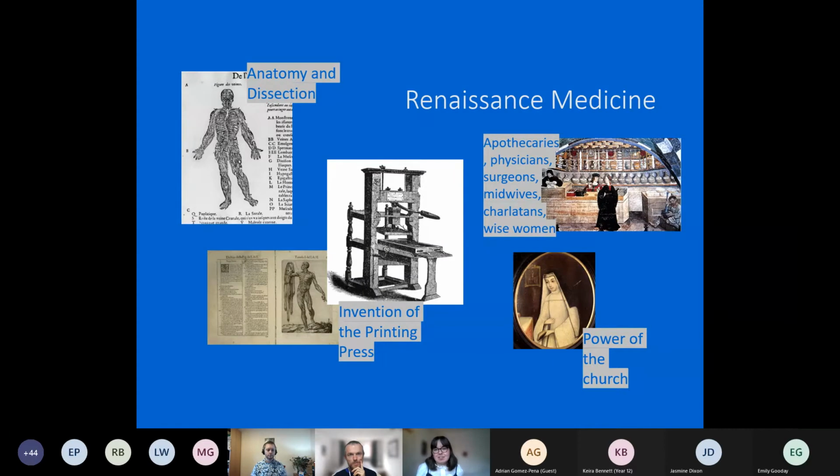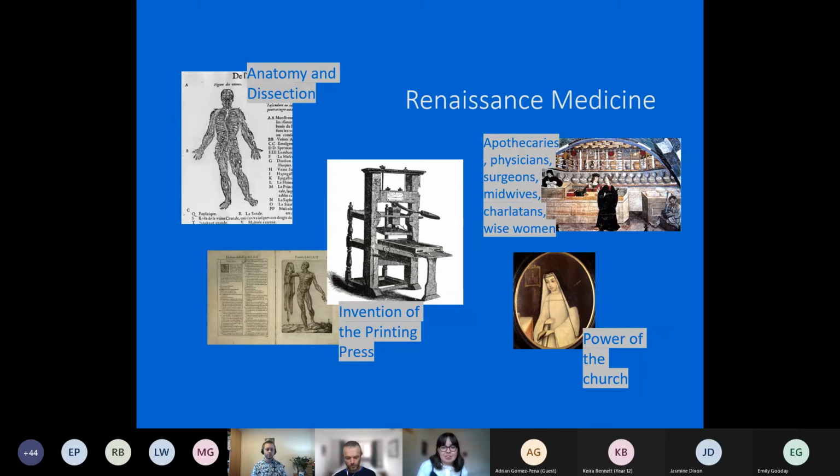So as we can see, it was this really jostling marketplace of all sorts of different ideas, all sorts of different people, different practices, who were all competing in a way in order to say that they understood the body best.